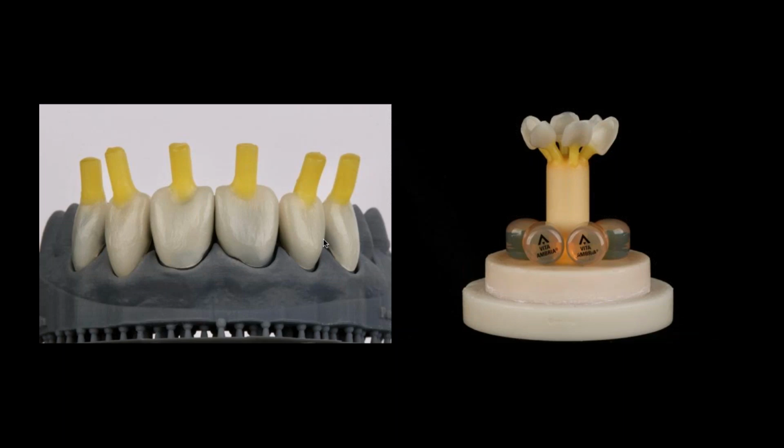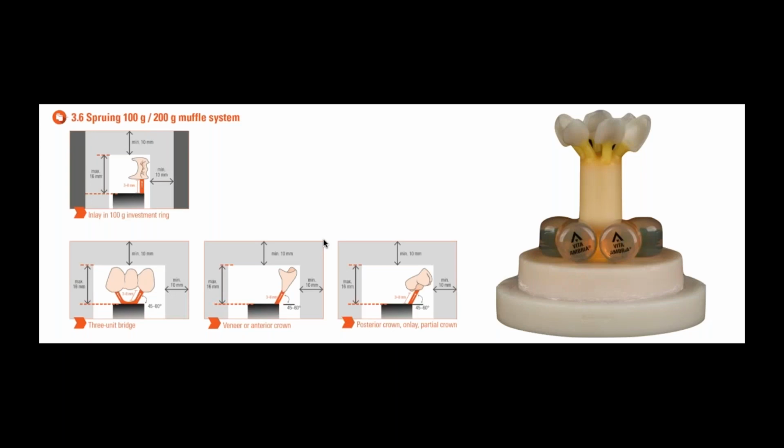So I send the scans to Telmo, and what he does is start designing in InLab or in ExoCAD, and then he's going to be milling these patterns from a wax disc. Once he mills that from the wax disc, he's going to go ahead and do the spruing and the investment, and then here we use the VITA Ambria T pellet for pressing these types of restorations.